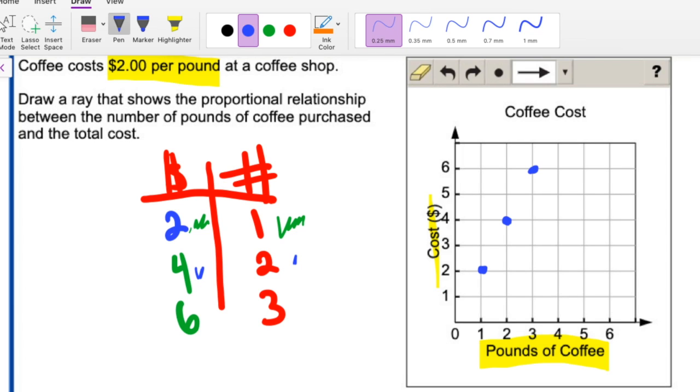And since the question asked us to draw a ray, we're just going to connect these dots right here. Let me see if I can connect them without messing up. There we go. And then what does a ray have? It has a little arrow that shows it goes on forever. And there we go. That would be our answer to the first question.